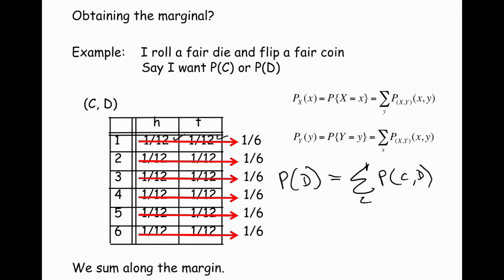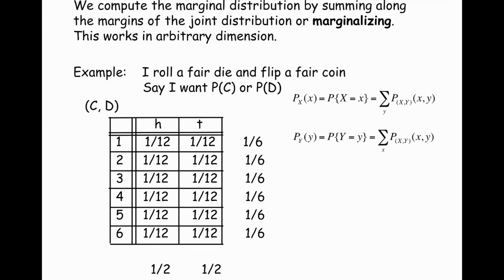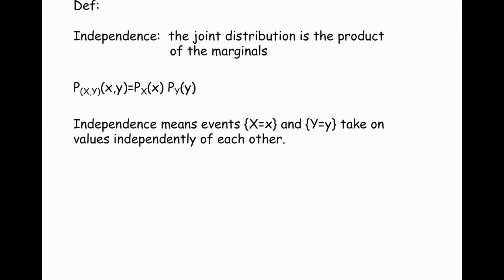No questions? No? All right. So we can do this either down or across. This procedure is called marginalization, and I'm only showing a 2-vector here, but this works equally well with a 3-vector, a 4-vector, a random vector of arbitrary dimension. Okay. So independence.